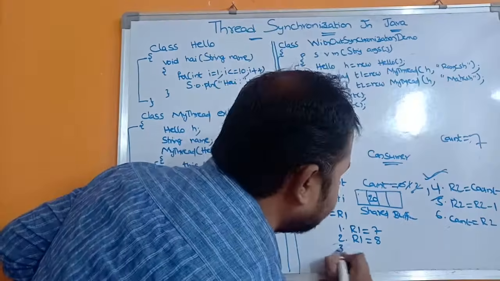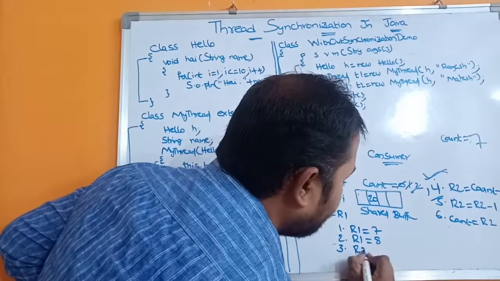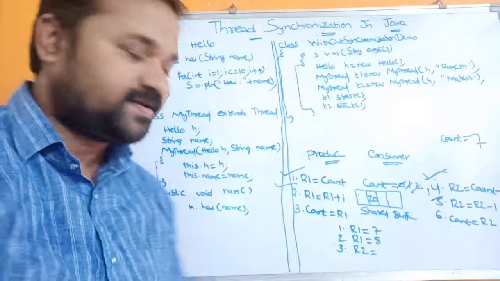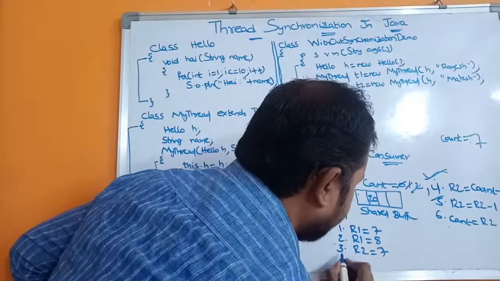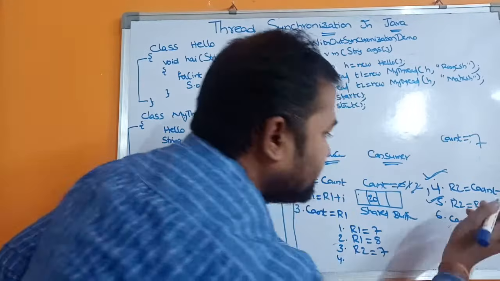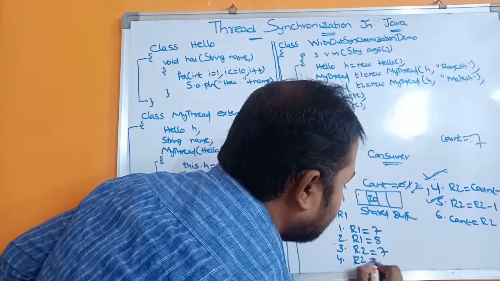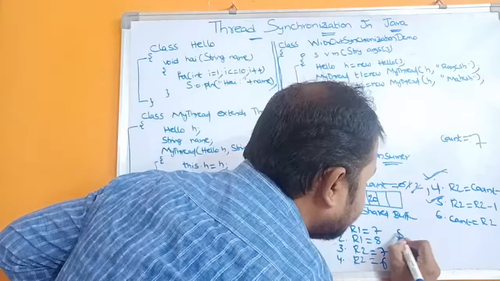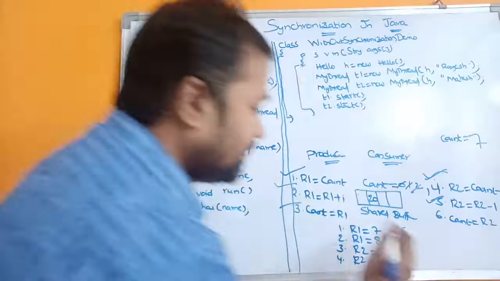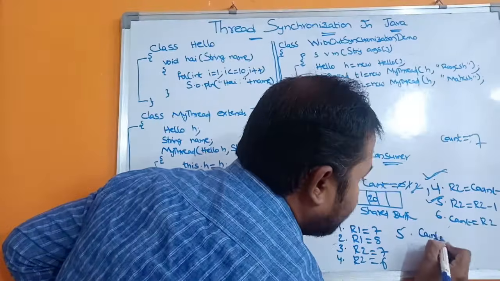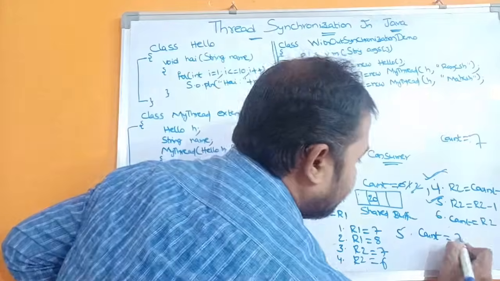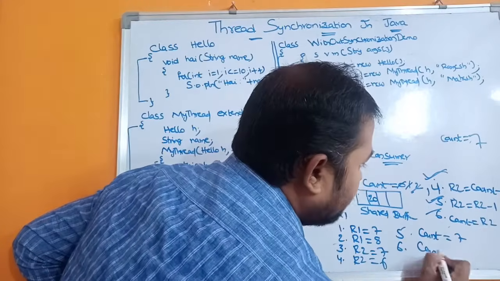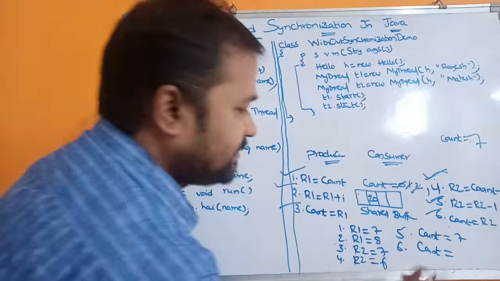Next, let us assume that the fourth instruction is executed now. So R2 is equal to count. What is the count value? 7. So 7 will be stored here. Next, let us assume that this instruction is executed. R2 is equal to R2 minus 1. 7 minus 1 means what? 6. Next, count is equal to R1. So what is R1? 7. Next, count is equal to R2. What is the R2 value? 6.